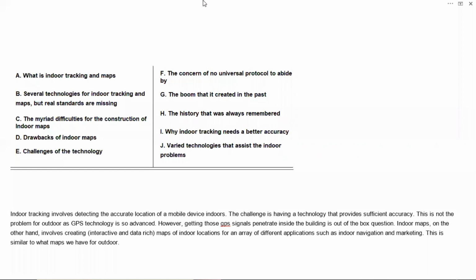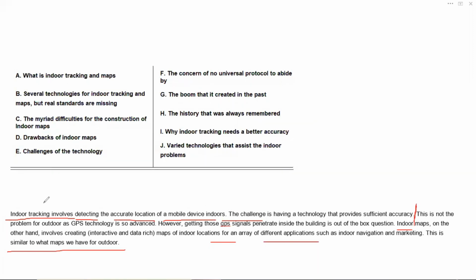Let's stick to our J.O.T. technique, which is just only two lines. Indoor tracking involves detecting an accurate location of a mobile device indoors. Indoor maps, on the other hand, involve creating maps of indoor locations for an array of different uses. This is similar to what maps we have for outdoors. Some people read the next line: the challenge is having difficulty that provides sufficient accuracy.